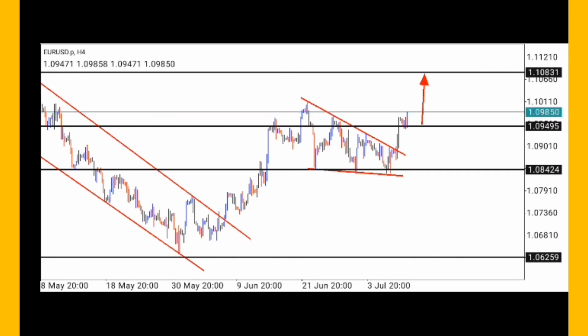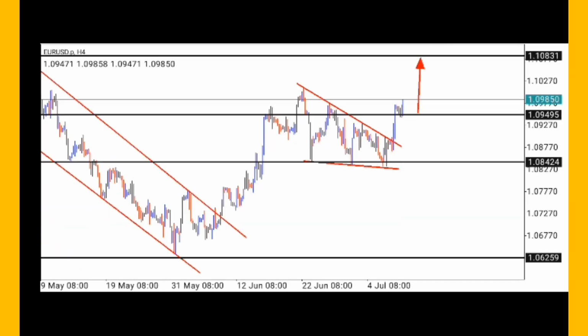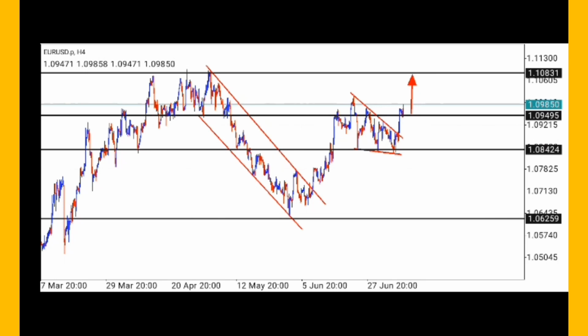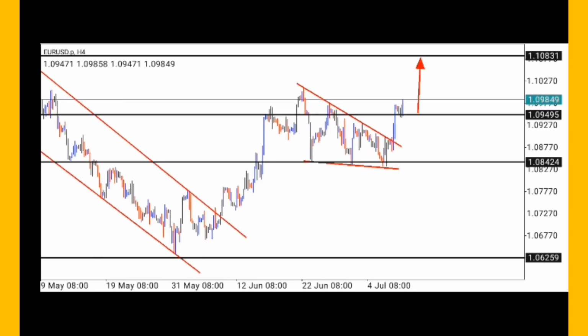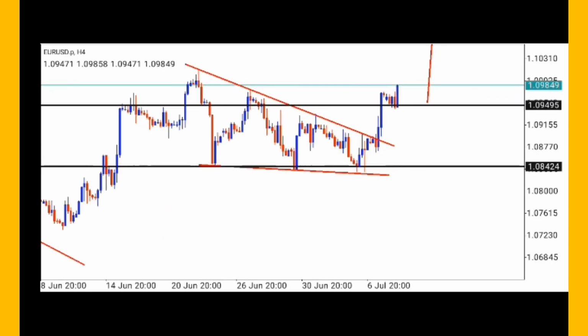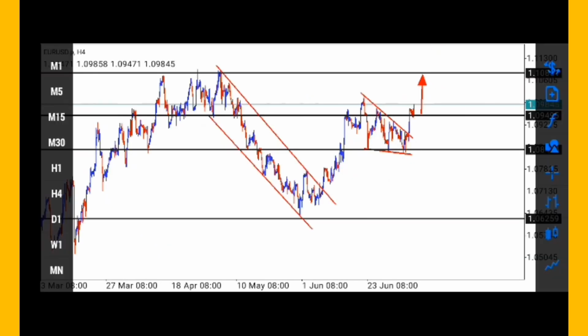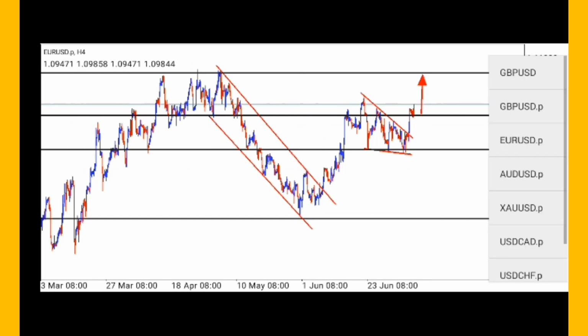So let's chill, let's wait and see what price gives us. If it gives us an entry, we will definitely take buys. So let's step away. We'll come back later to see Euro USD.